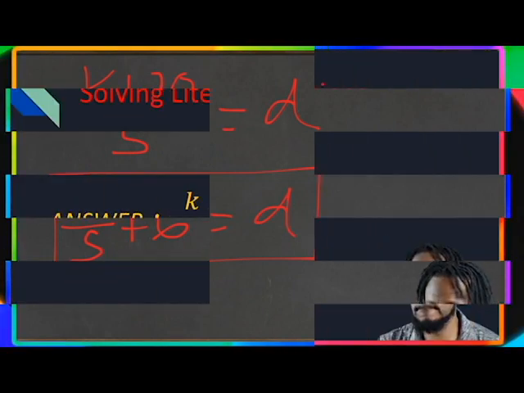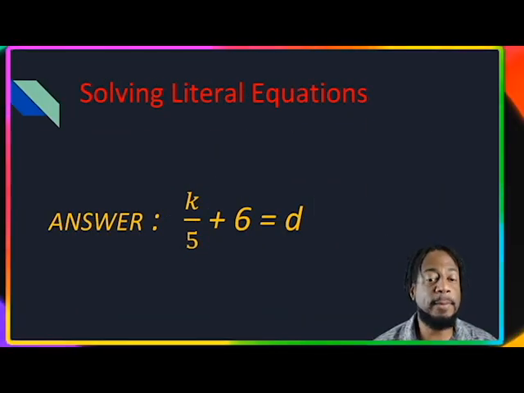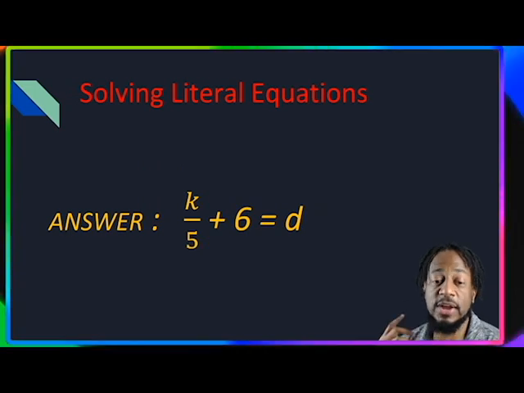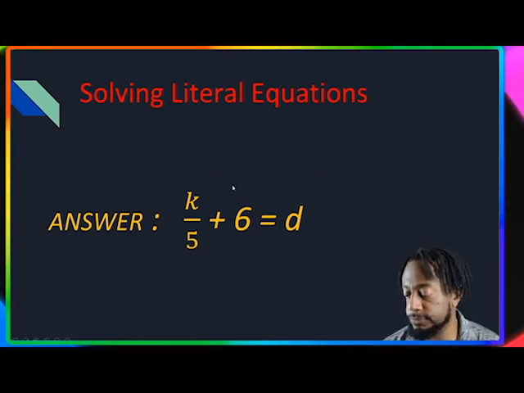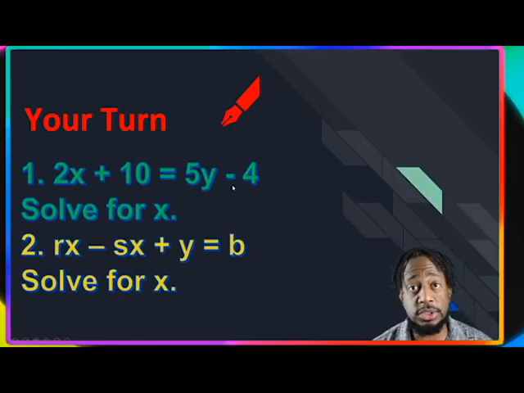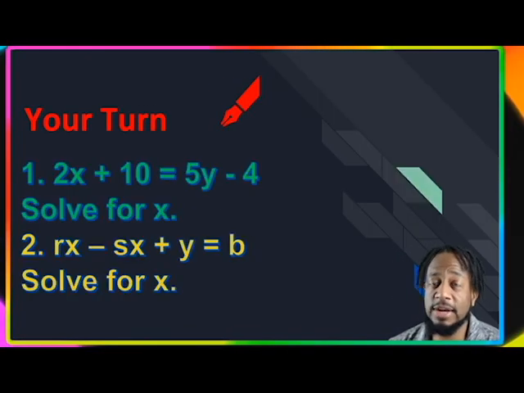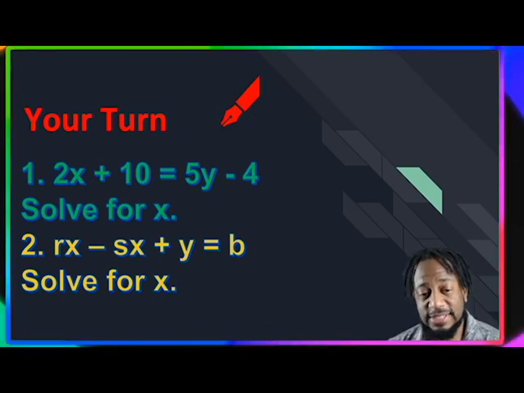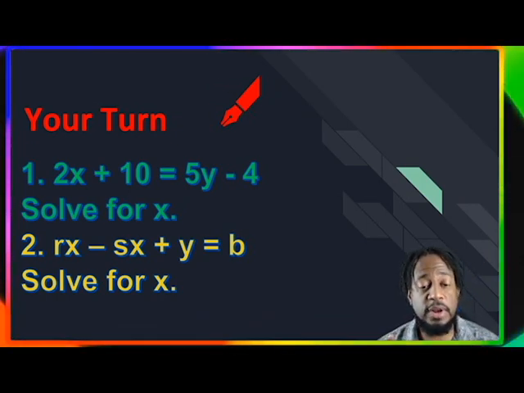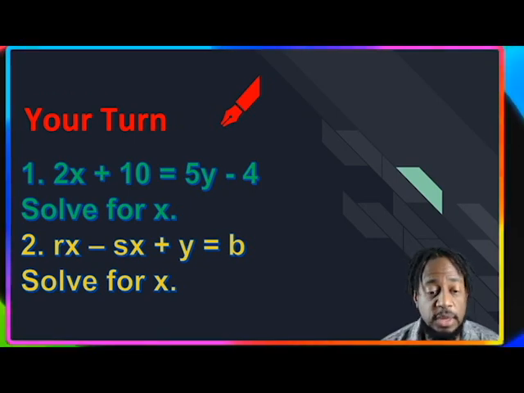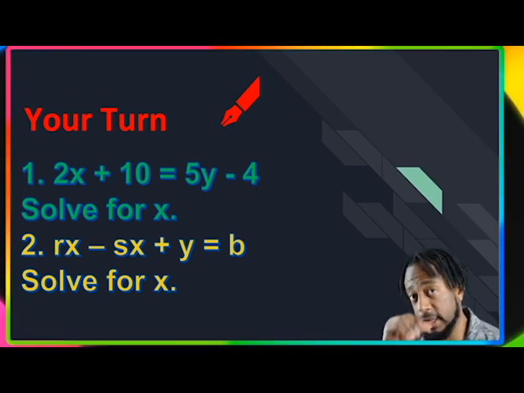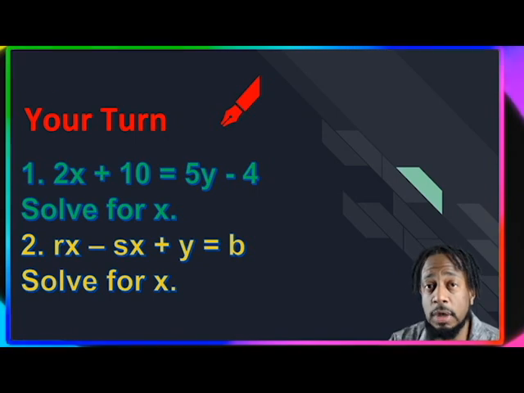Okay? All right, and we're back. Here's your answer. K over 5 plus 6 equals D. Let's move along. Now, your turn. Got to do it by yourself. Okay? So the first one, you're going to solve for X. Make sure you read the thing. Then the second one, you're going to solve for X. Okay? I'm going to come back, pause the video.